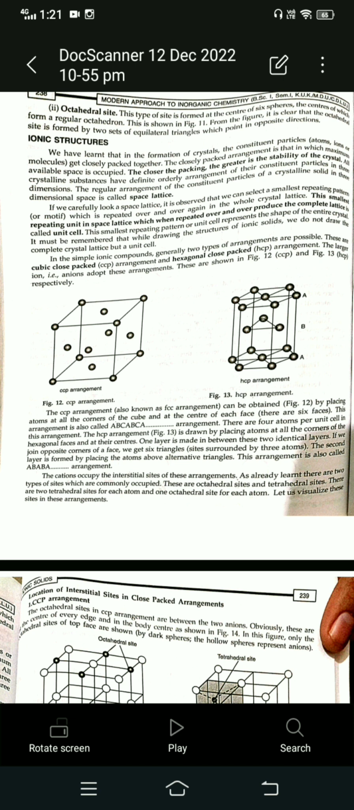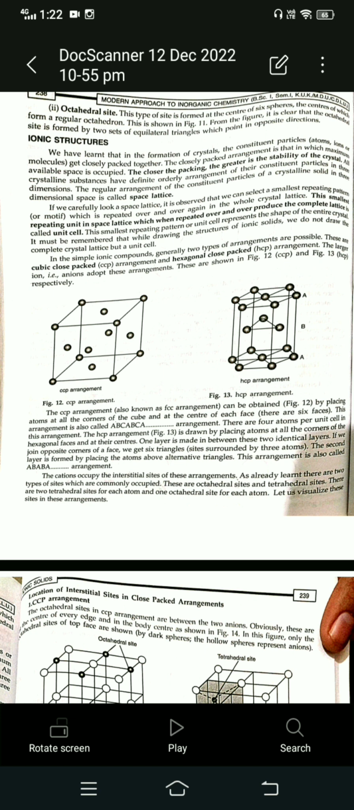As already learned, there are two types of sites which are commonly occupied. These are octahedral sites and tetrahedral sites. There are two tetrahedral sites for each atom and one octahedral site for each atom. Location of interstitial sites in close packed arrangements. First is the CCP arrangement. The octahedral sites in the CCP arrangement are between the two anions. Obviously, these are at the center of every edge and in the body center.